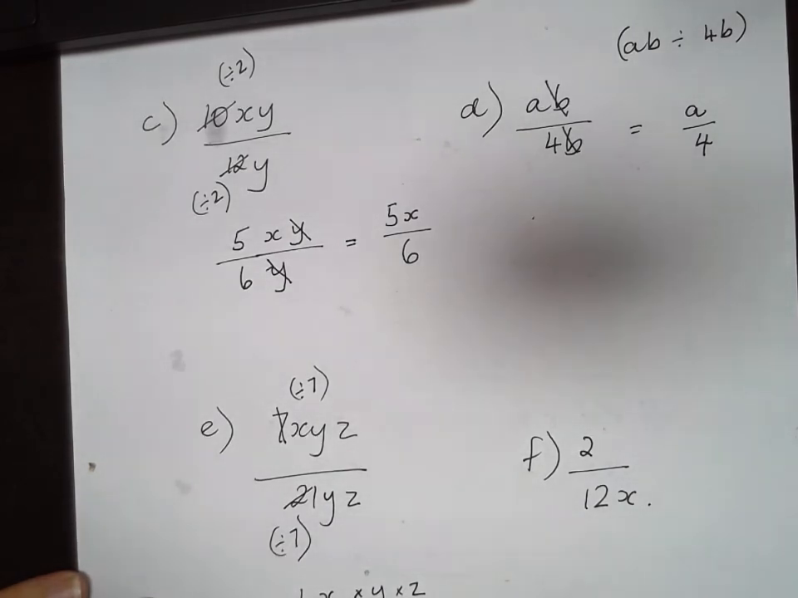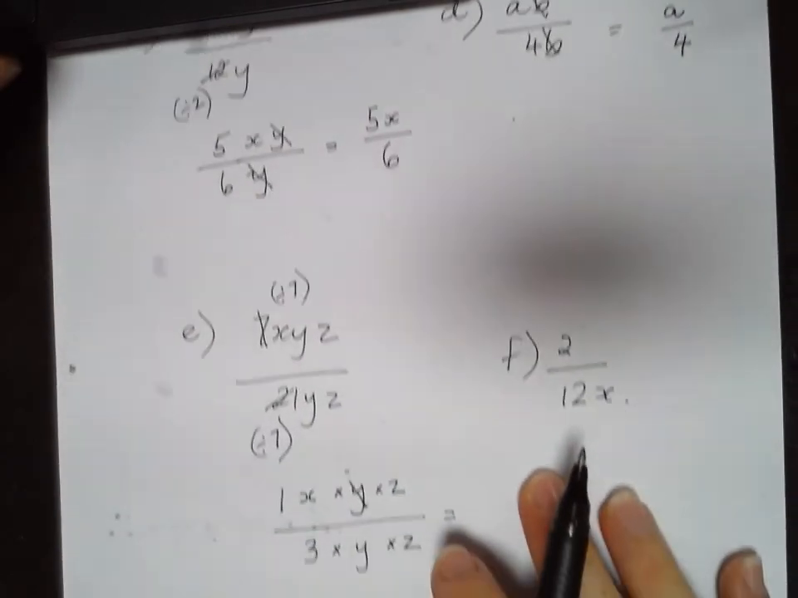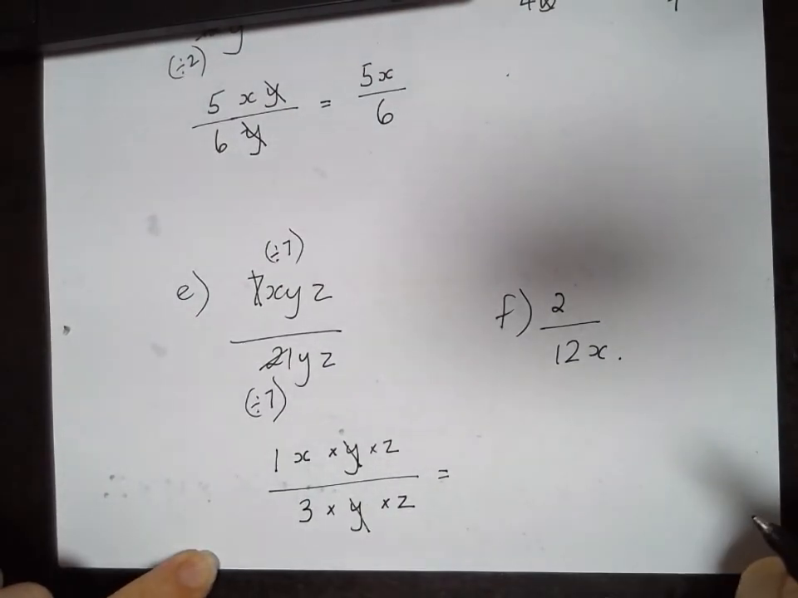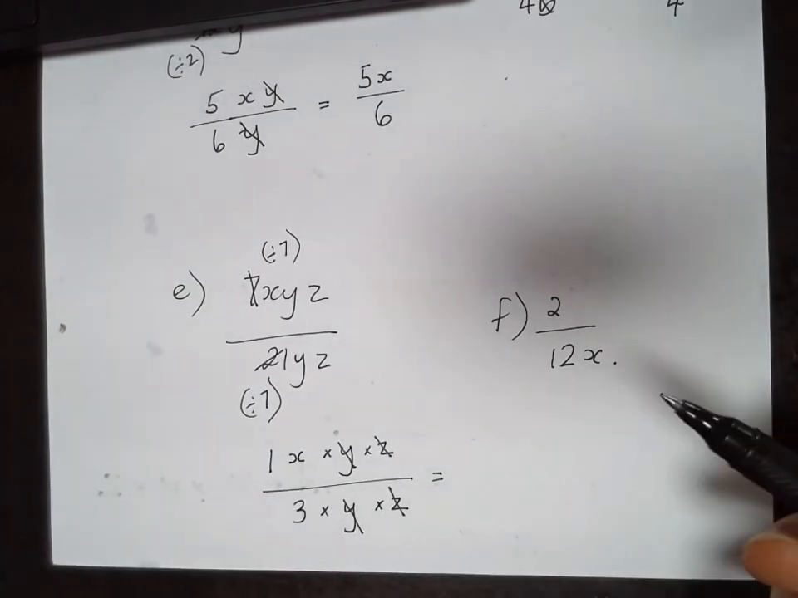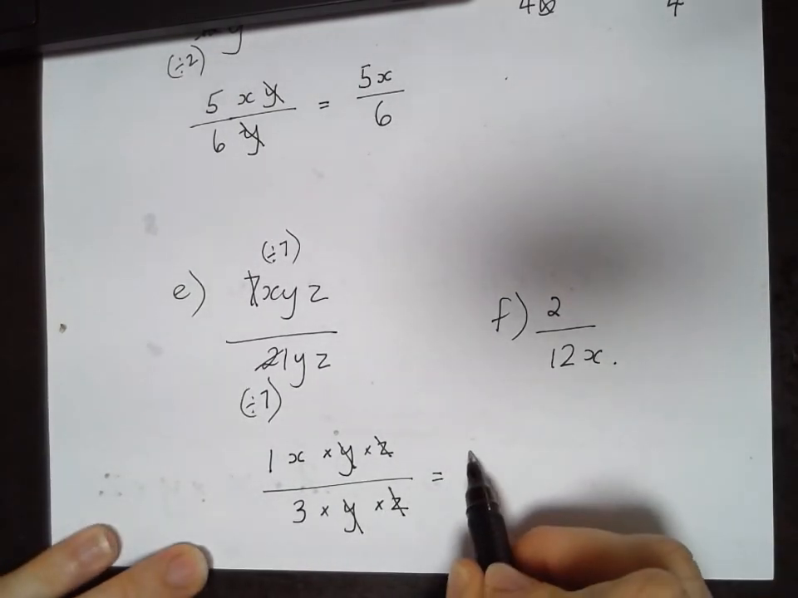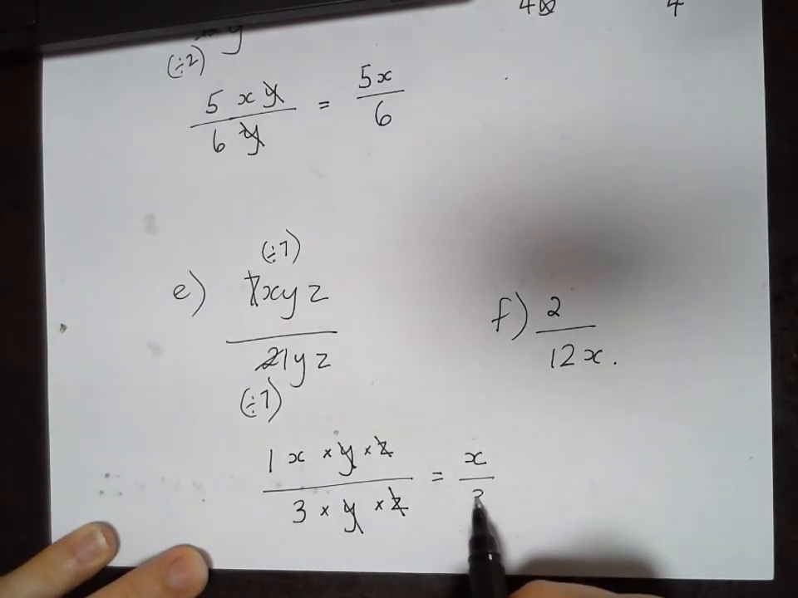So our final answer doesn't include the 1. We cross out the y on the top, and we cross out the y on the bottom. Cross out the z on the top, cross out the z on the bottom, because they're cancelling each other out. What we've got left at the top is 1x, or just x, over 3.